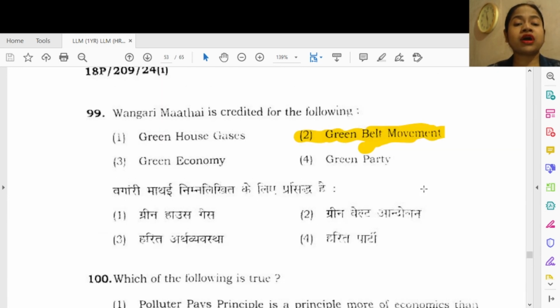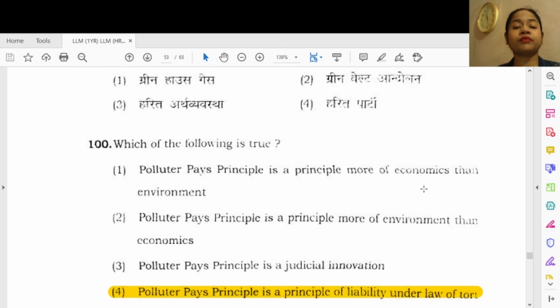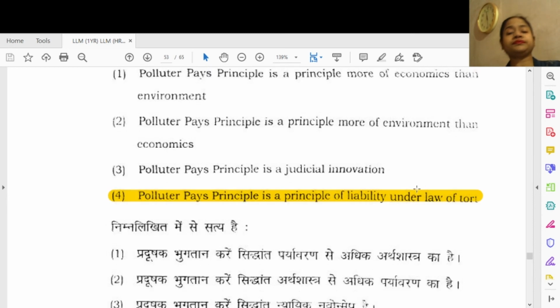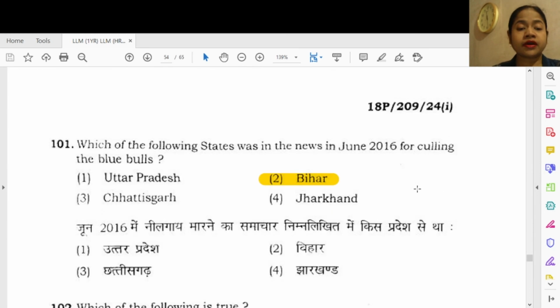Question number 99. Wangari Maathai is credited for the following. So she was credited for the Green Belt Movement. 100. Which of the following is true? This is option number 4, polluter pays principle is a principle of liability under the law of tort. This is correct.